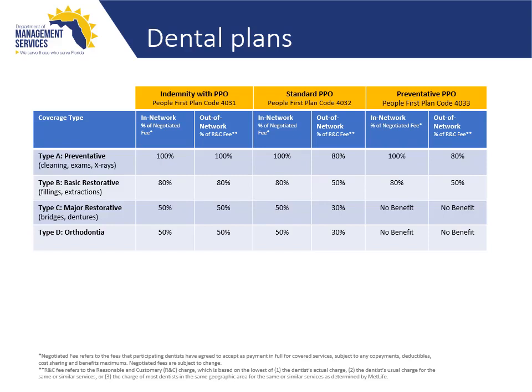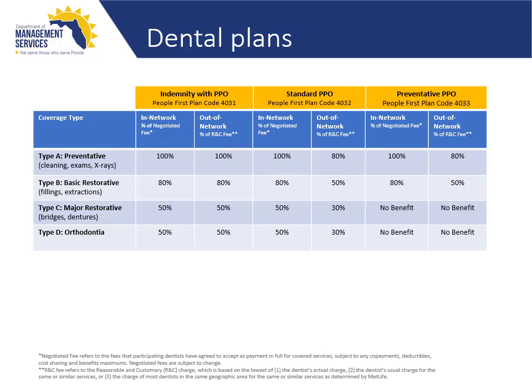Let's move on and talk about the other types of services like the one listed on this screen. For all plans, if you use a participating dentist for a procedure under Type B or basic services, your benefit plan covers 80% of the scheduled fee. When visiting a non-participating dentist, the indemnity with PPO plan covers 80%, and the standard PPO plan and the preventive plan covers 50% of the scheduled fee for out-of-network services. Type B services, including fillings, extractions, sealants, and other services.